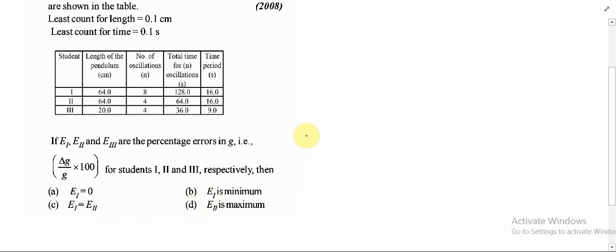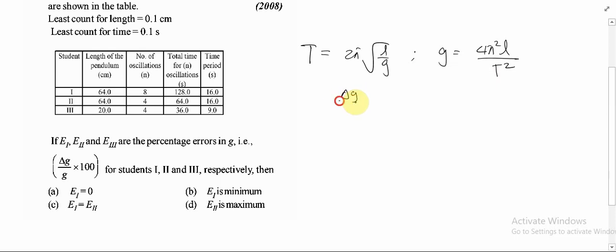Okay, so in normal way we already know the time period of a pendulum, that is T is equal to 2 pi into root of L by G, or I can write G is equal to 4 pi square L by T square, right? Or I can write delta G by G is equal to delta L by L plus 2 into delta T by T.